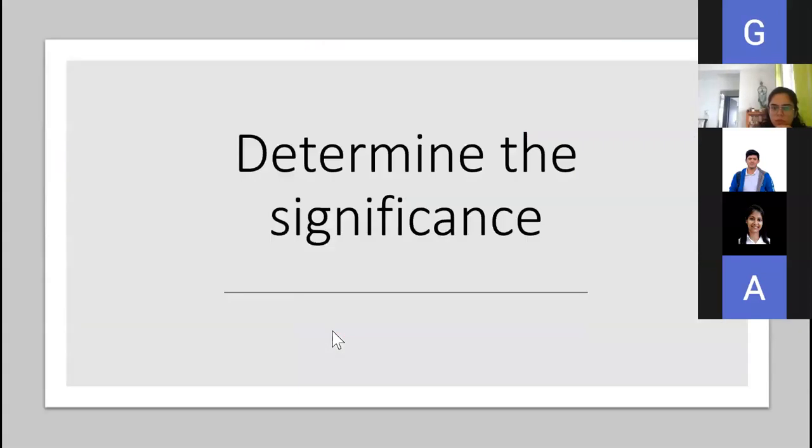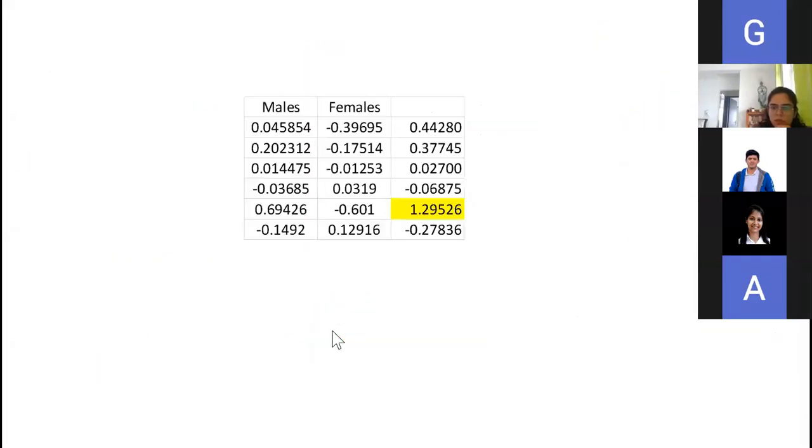So yes, we have done this. We have determined the significance, and yes.